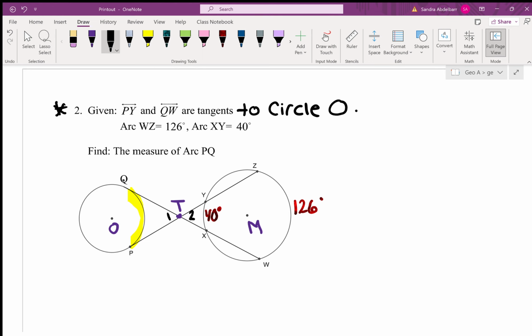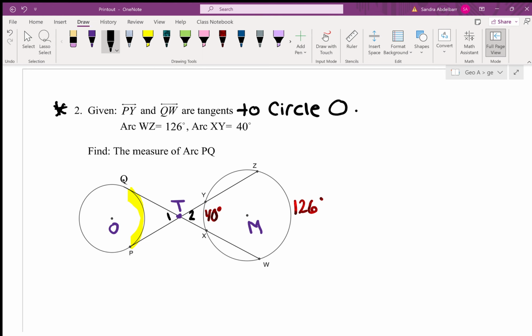Is angle 2 a tangent angle to circle M? It is? Yeah. Oh wait, no. Angle 2 is a secant, not a tangent angle. Why? It goes through the circle. So good, Mia. It is a secant angle. But it is an outside angle, right? So can we use a formula to find the measure of angle 2? Yes. So that's what we're going to do first.